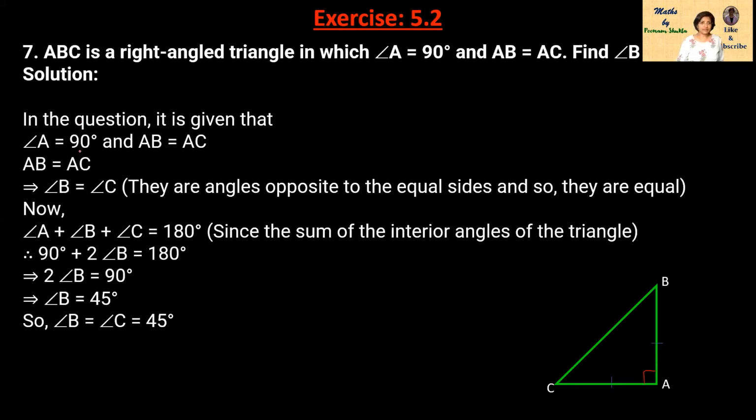So this is the given part. Now this implies angle B equals angle C. Why? Since AB equals AC, this implies angle B equals angle C, because they are the angles opposite to the equal sides. So these will be equal. We have written here angle B equals angle C.